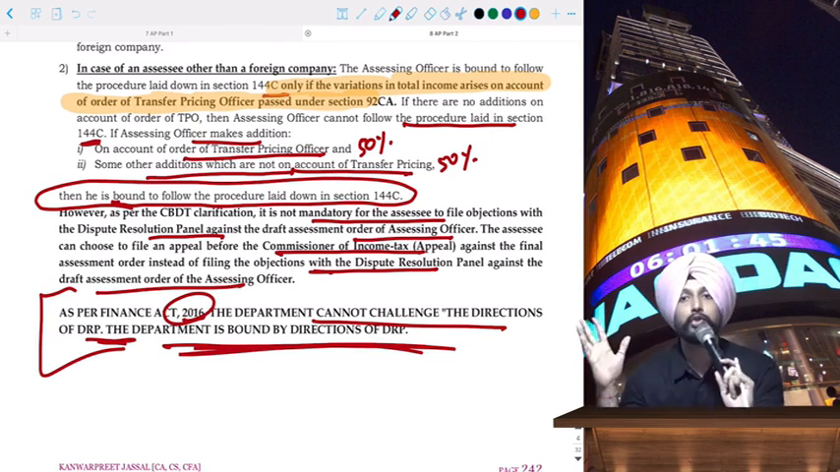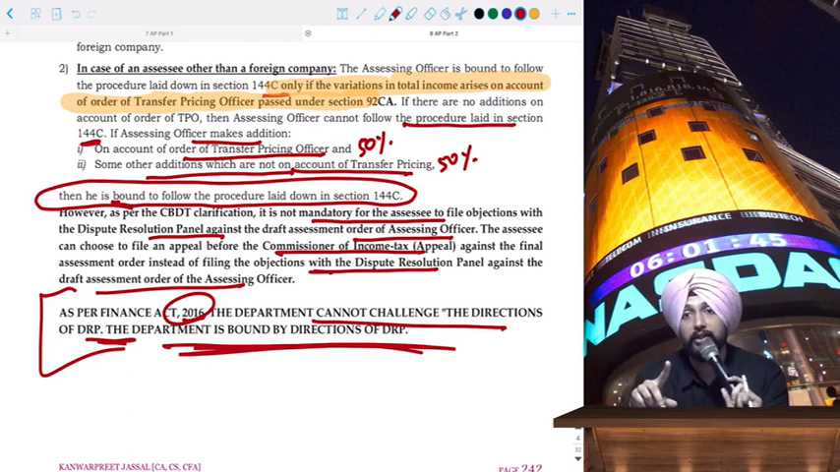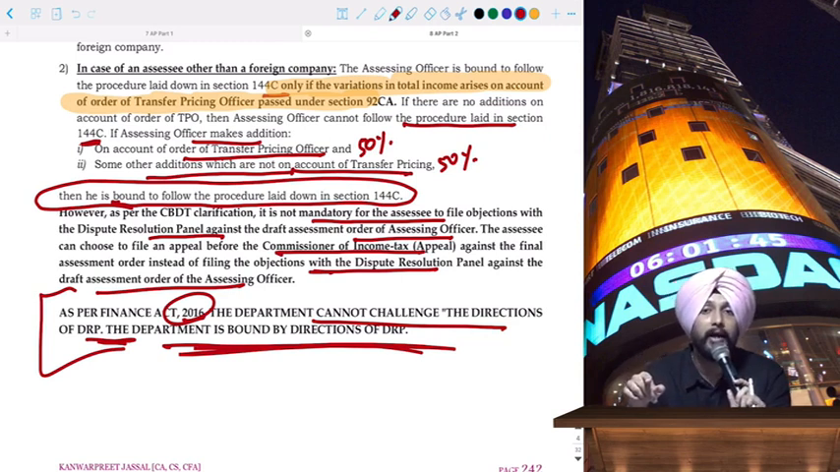So what is the conclusion of our discussion? For a foreign company, any modification in their return which enhances the tax liability of the foreign company, the assessing officer has to present the draft order to the DRP. DRP is a team of 3 commissioners of income tax. Any person other than a foreign company, if modifications are done based on the report of the transfer pricing officer, is bound to follow the procedure laid down in section 144C. SSC is not bound by 144C. He can alternatively go to CIT appeals. Once the orders are given by the DRP, the department has no alternative left. They have to abide by it.